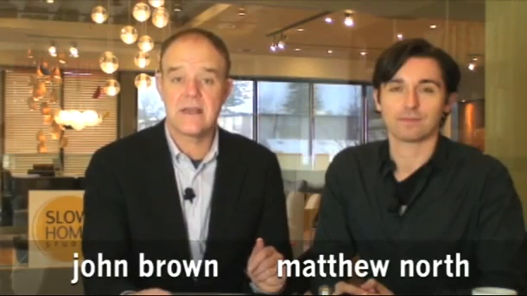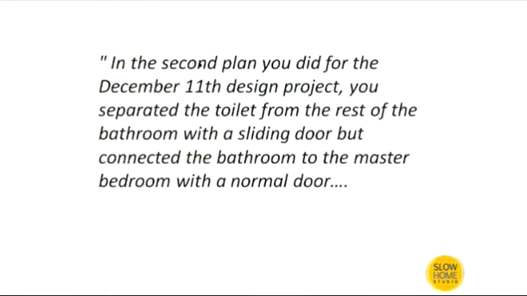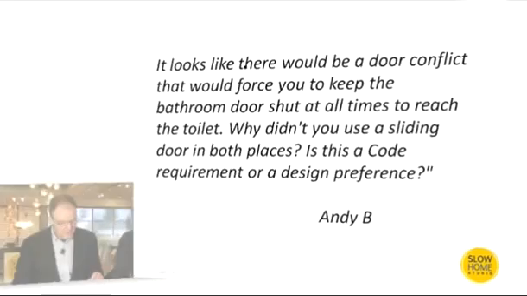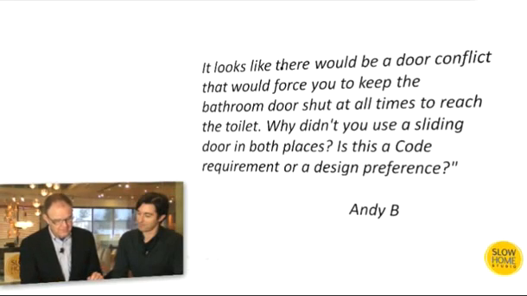Today we're going to be answering a question that arose from last Saturday's design exercise, and it comes from Andy B., who sent me an email to the Slow Home Studio. The question is: in the second plan you did for the December 11th design project, you separated the toilet from the rest of the bathroom with a sliding door, but connected the bathroom to the master bedroom with a normal door. It looks like there would be a door conflict that would force you to keep the bathroom door shut at all times to reach the toilet. Why didn't you use a sliding door in both places? Is this a code requirement or a design preference?